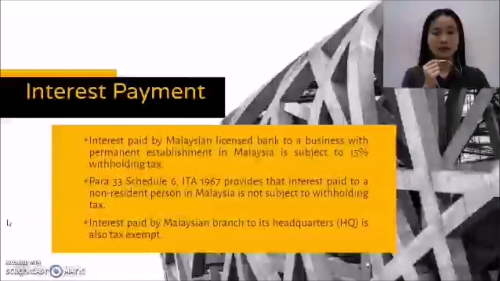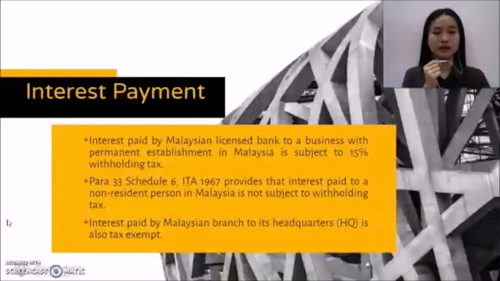Interest payment. Interest paid by a Malaysian licensed bank to a business with permanent establishment in Malaysia is subject to 15% withholding tax. Next, Para 33 Schedule 6 of the Income Tax Act 1967 provides that interest paid to a non-resident person in Malaysia is not subject to withholding tax. Lastly, interest paid by a Malaysian branch to its headquarters (HQ) is also tax exempt.